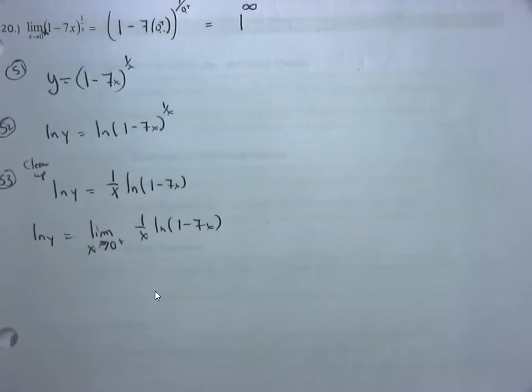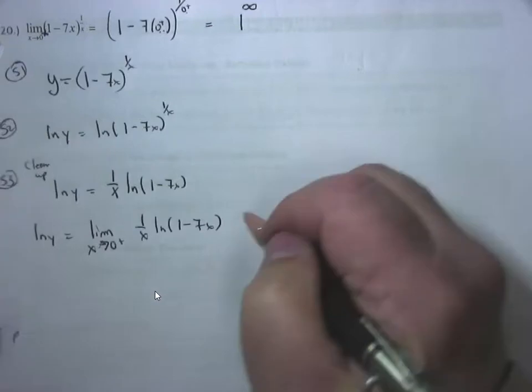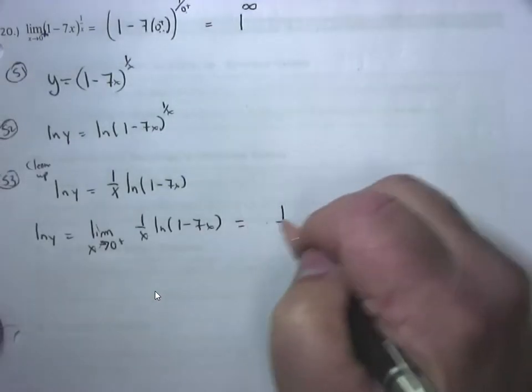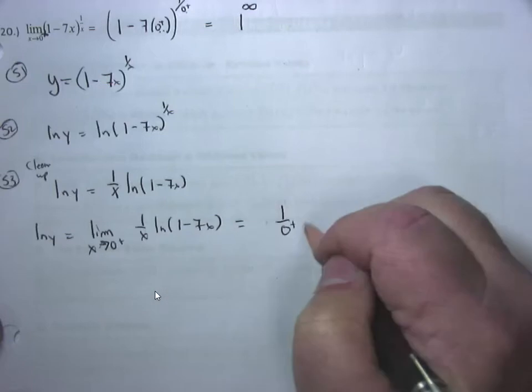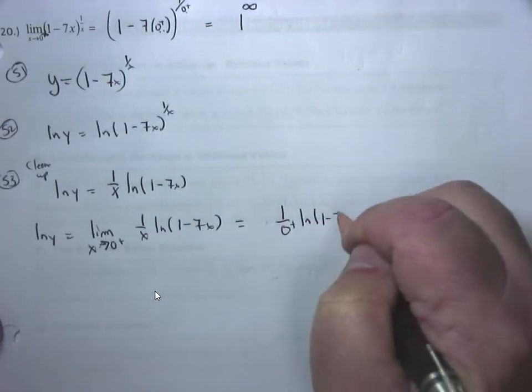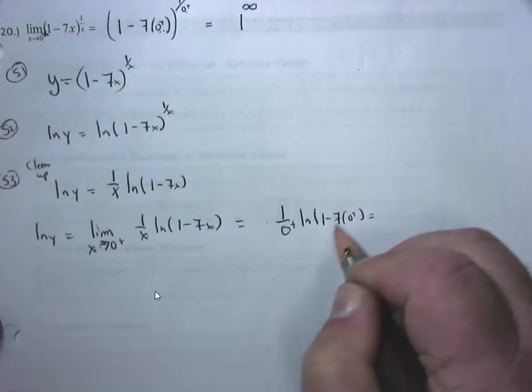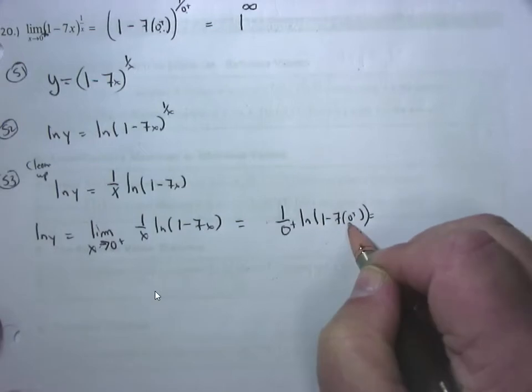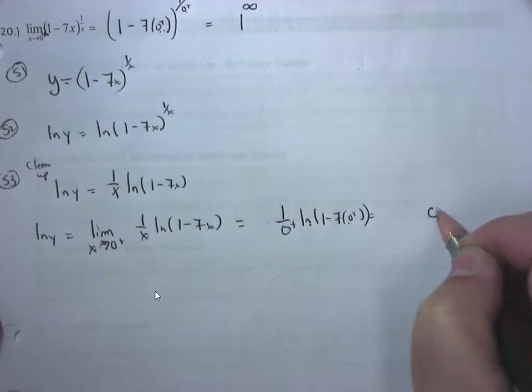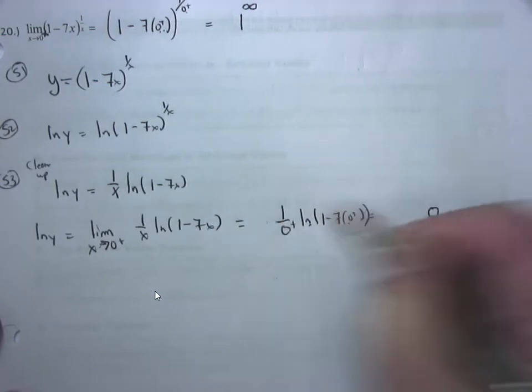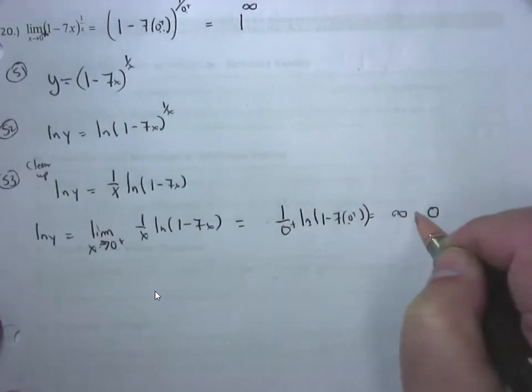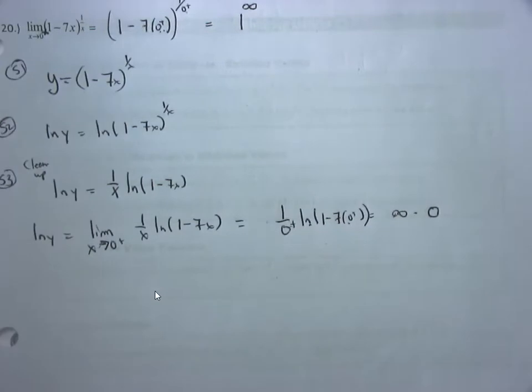The way I have it written right now, plug it in. When I plug it in, I'm going to get 1 over 0 on the plus side times the natural log of 1 minus 7 times 0 on the plus side. 7 times 0 is 0. 1 minus 0 is 1. The natural log of 1 is 0. 1 over 0 on the plus side is positive infinity.